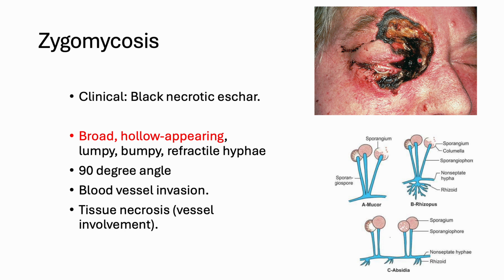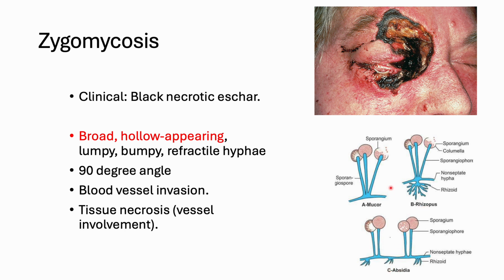On the section, you will see those broad, hollow-appearing refractile hyphae at a 90-degree angle. And one very unique feature is that the fungi can invade into the blood vessel, causing infection and compromising the blood flow, causing tissue necrosis. That is why it is so deadly aggressive. And from microbiology, we know there are three major parts, including the mucor, rhizopus, and the absidia.